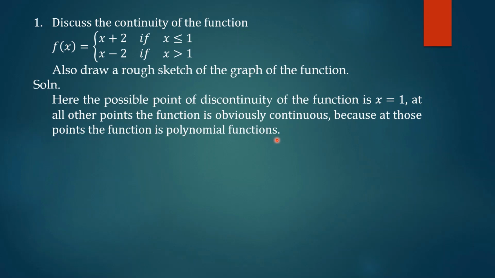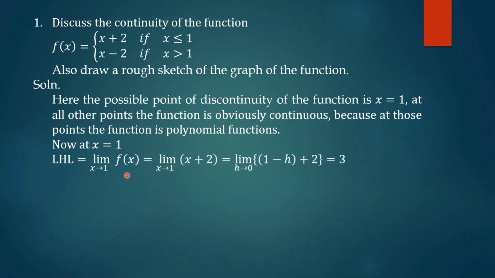Now to check the continuity at the point 1 only. At x equal to 1, we have to find the left hand limit and the right hand limit. The left hand limit is the limit as x tends to 1 minus of f(x). 1 minus means x is slightly less than 1, and for x less than 1, f(x) is equal to x plus 2. So we apply here x equal to 1 minus h, h tends to 0. Then x is replaced by 1 minus this new variable h, plus 2 remaining the same, then putting h equal to 0. So it is 1 plus 2, which is equal to 3. That is the left hand limit.